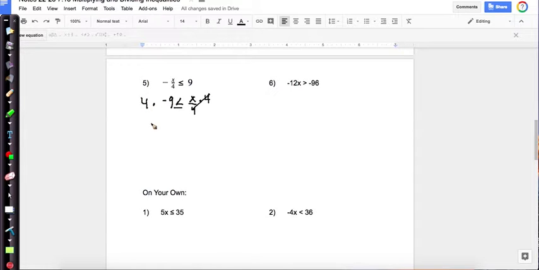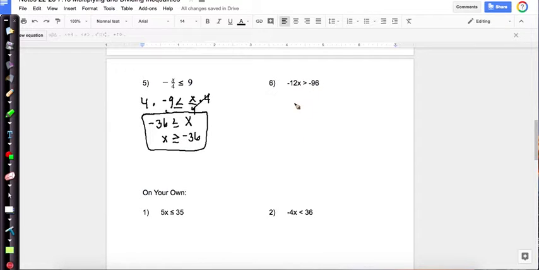What is 4 times negative 9? Negative 36 is less than or equal to. This becomes an x in disguise, or 1 in disguise. And remember, read it from the letter to make it easier to graph. And x is greater than or equal to negative 36. Okay, let's try one more.